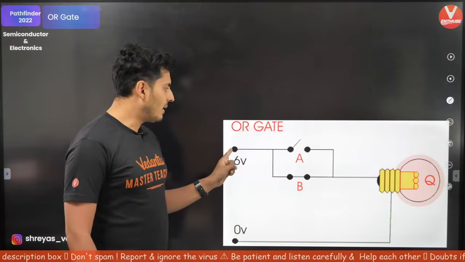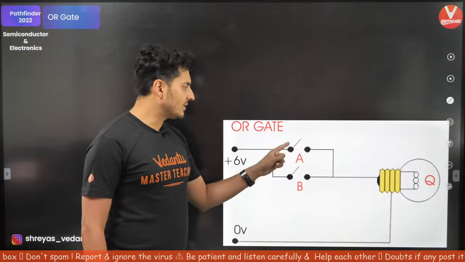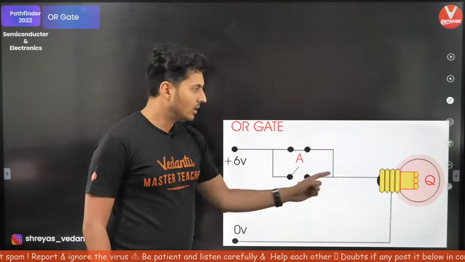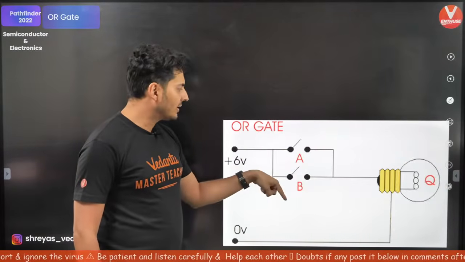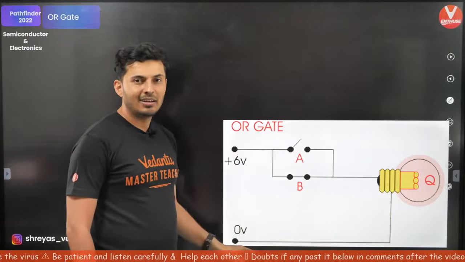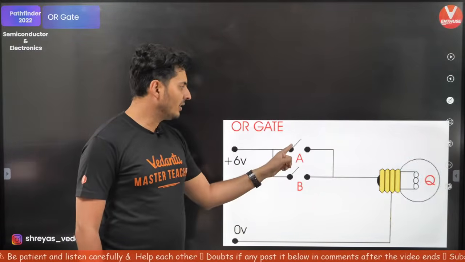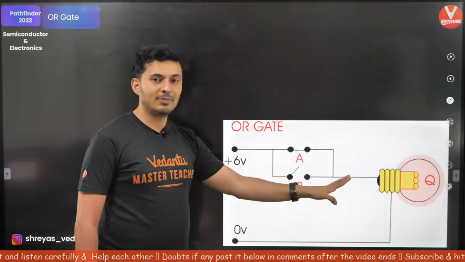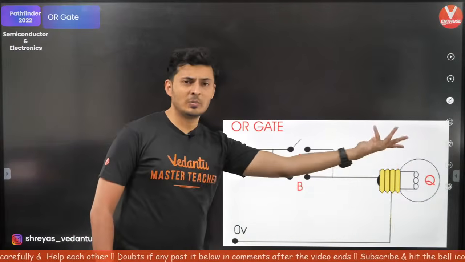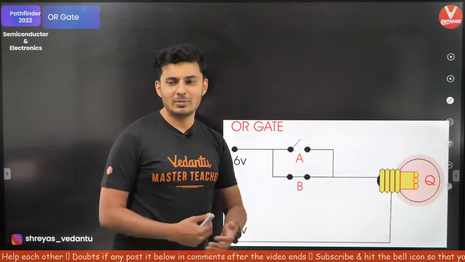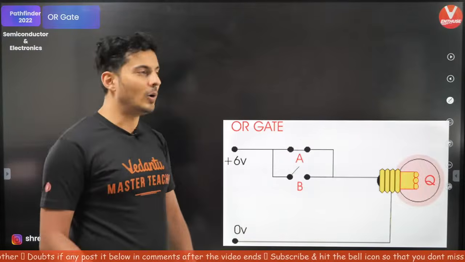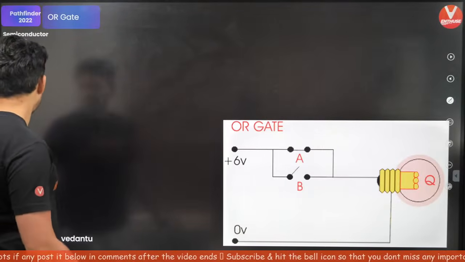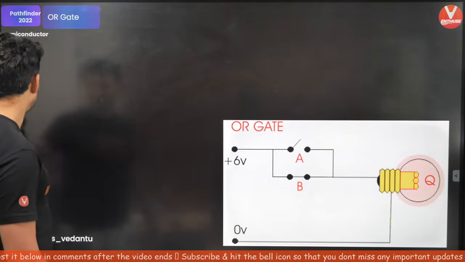Observe. There is a power supply. There are two switches. There is a bulb. Either you turn this on or this on, the circuit gets completed and the bulb is on. If this is on or this is on, doesn't matter. If both are on, then also the circuit gets completed and the bulb is on. That's all that is there in an OR circuit or an OR gate. So let's talk about it.